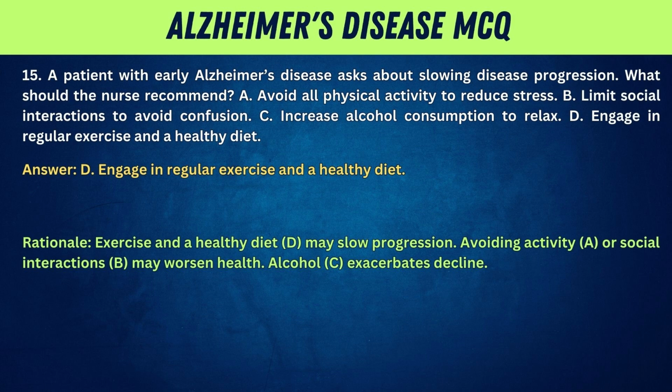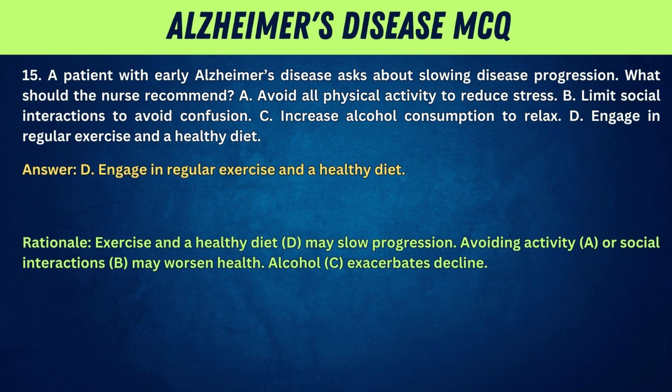15. A patient with early Alzheimer's disease asks about slowing disease progression. What should the nurse recommend? A. Avoid all physical activity to reduce stress. B. Limit social interactions to avoid confusion. C. Increase alcohol consumption to relax. D. Engage in regular exercise and a healthy diet. Answer: D. Engage in regular exercise and a healthy diet.